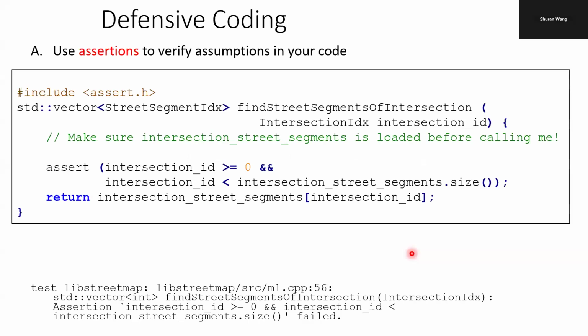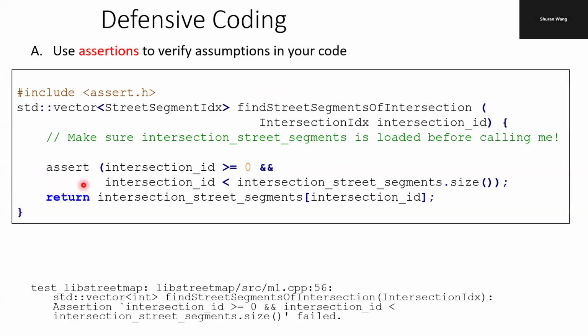Defensive coding. First aspect of defensive coding is use assertions to verify assumptions in your code. Even though our test cases will not give you invalid intersection IDs, some of the code that you might encounter might be doing so. So having an assertion is a very good practice. When we are taking in the intersection ID, we are always assuming that it's a valid ID that's from 0 to number of intersections minus 1.